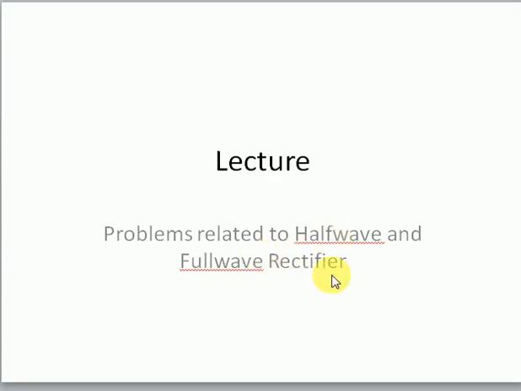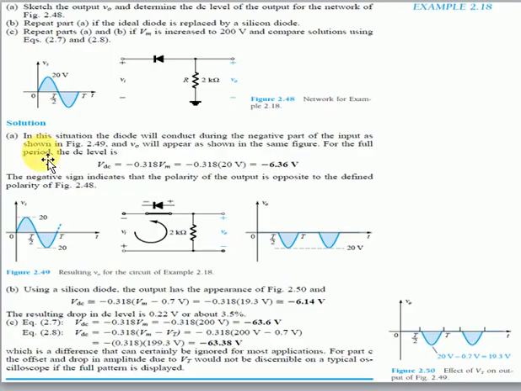Students, in this lecture we will discuss the problems and numericals that are related to the half wave and the full wave rectifier circuit. So first of all, we will take an example of half wave rectifier circuit. In this example, he is asking to sketch the output V0 and determine the DC level of the output for the network as shown in the figure.